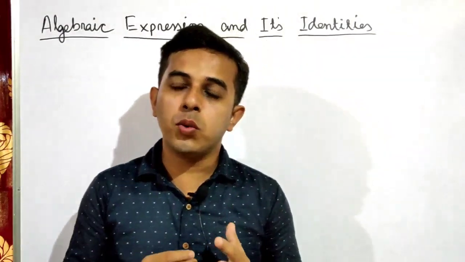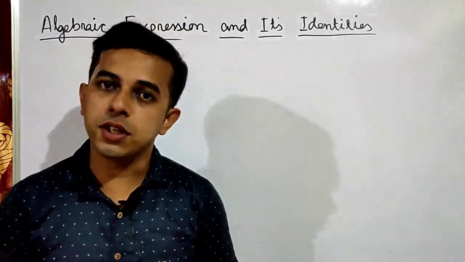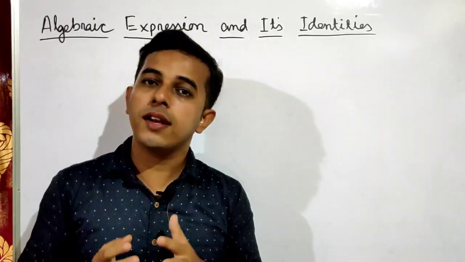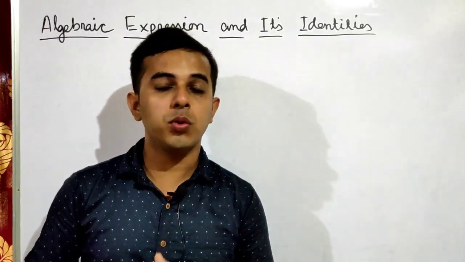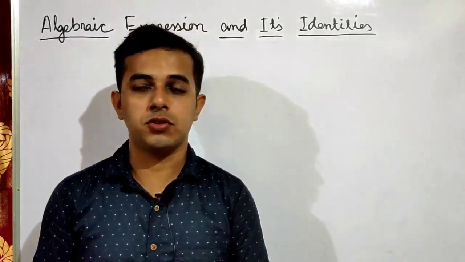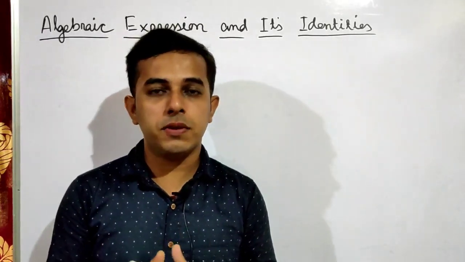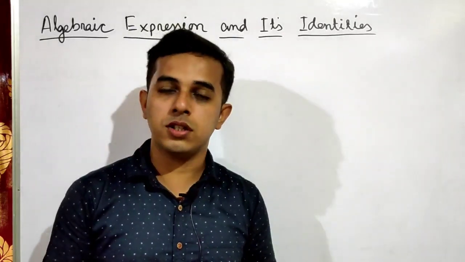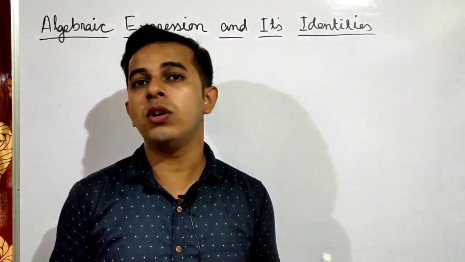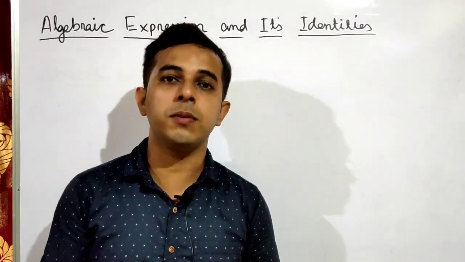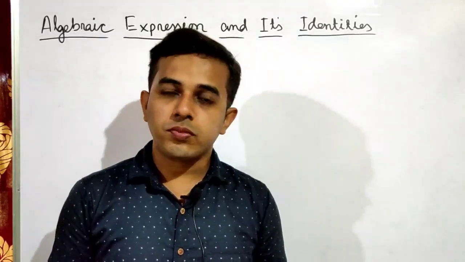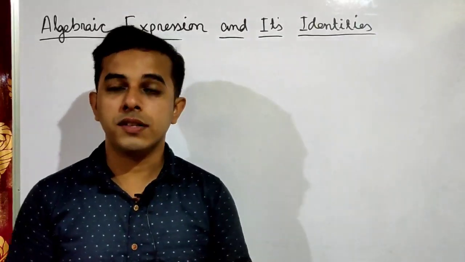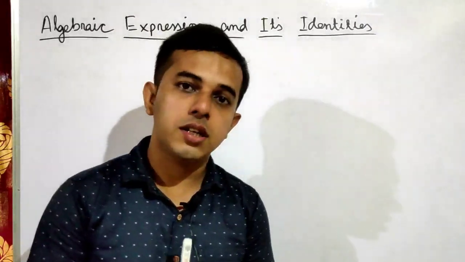So today in this particular video we are moving towards a new chapter, and the name of the chapter is Algebraic Expression and Its Identities. From the name we can say that this chapter is based on algebra, which is based on variables and constants. In this chapter we will be using various constants and various variables to denote some quantity, to denote some expression. Everything will be denoted here with the help of constants and variables. First of all, one by one we'll come to know what is variable, what is constant, then what is the expression. Okay, so let's start the class.